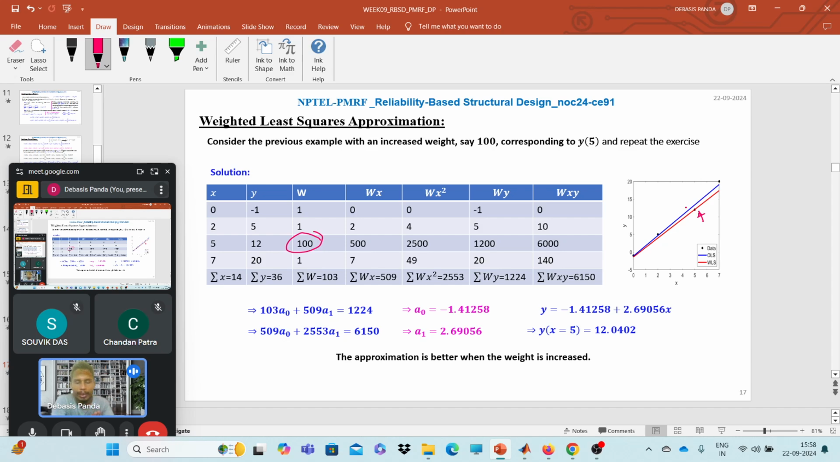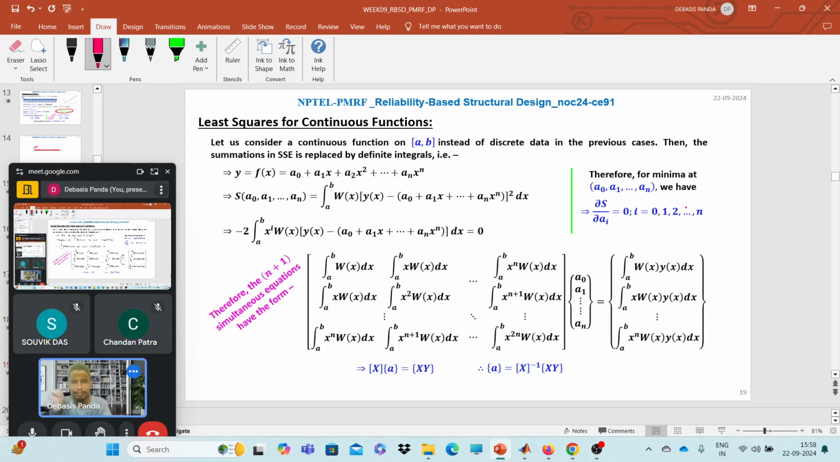Whatever we got from the ordinary least square method, we are modifying the results to get a better fit. So that is all about least square approximation. But our task is how we can use this concept in reliability problems. These are general forms. If we go up to nth order, and if you have a continuous function, instead of summations you need to integrate these functions, and you can easily solve them.